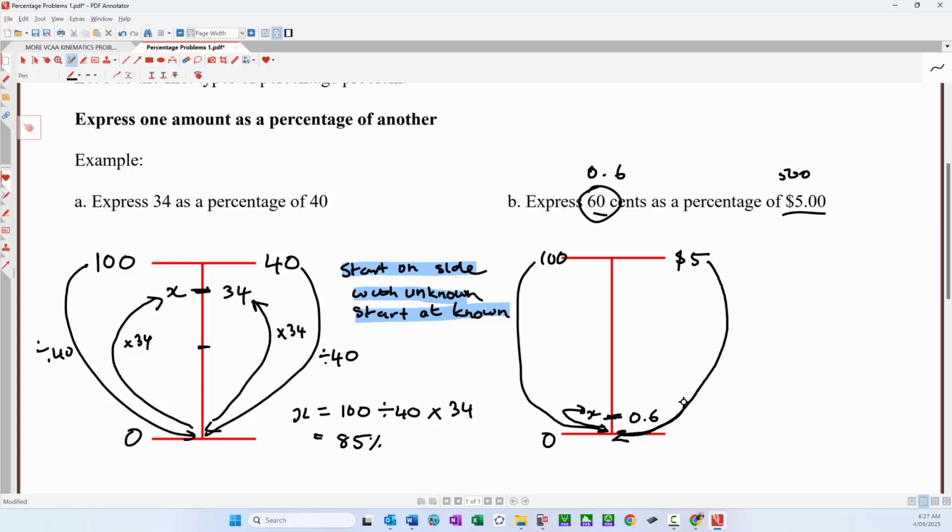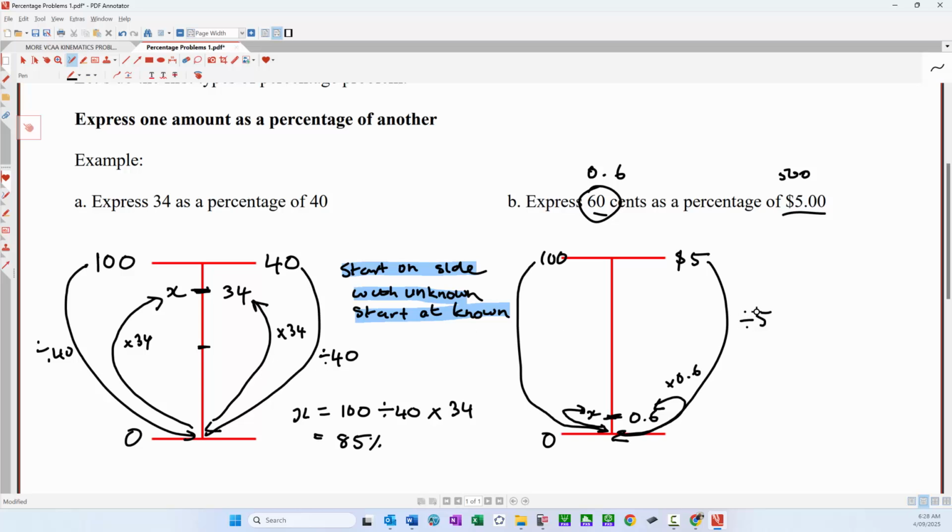There and there. Okay, so starting at 5 and going down to 1, how do I do that? Well, I would divide by 5. Remember, the only operations you're allowed to use are divide and multiply. So 5 divided by 5 gets me to 1. From 1, I need to get to 0.6. How would I do that? Well, 1 times 0.6 will get me to 0.6.